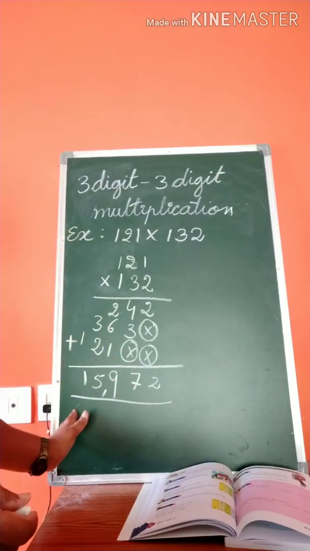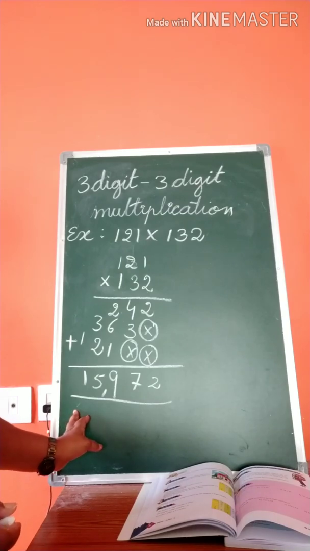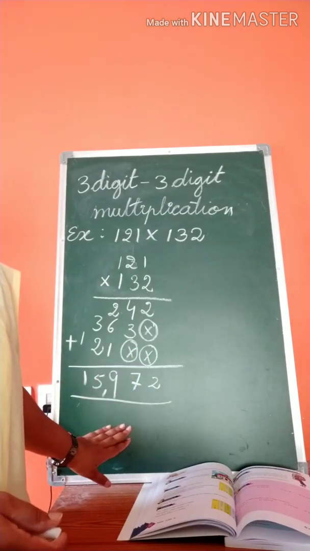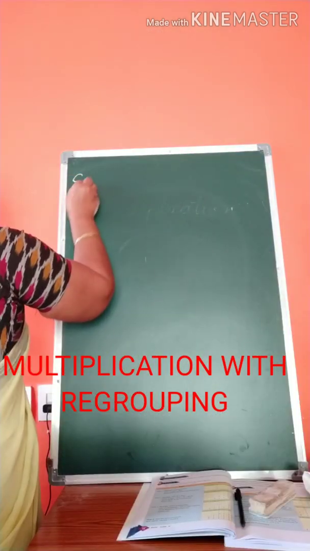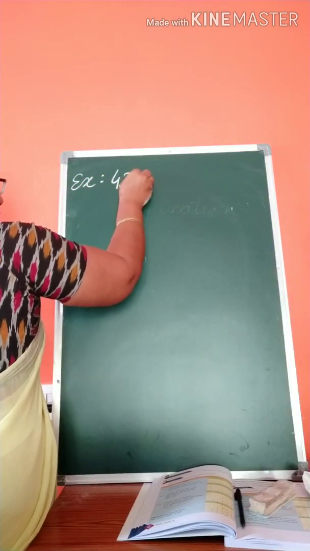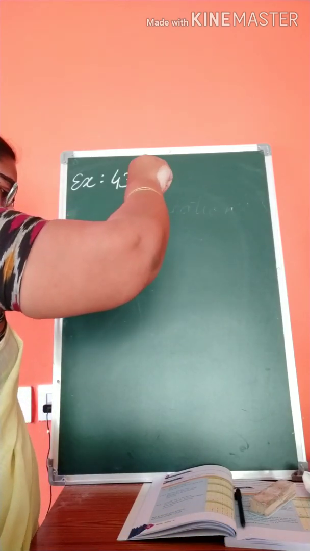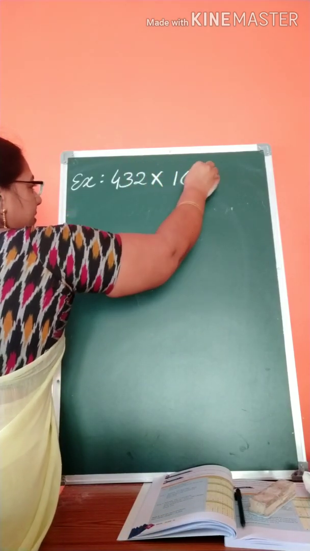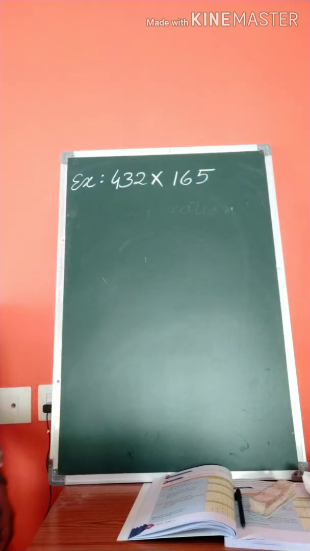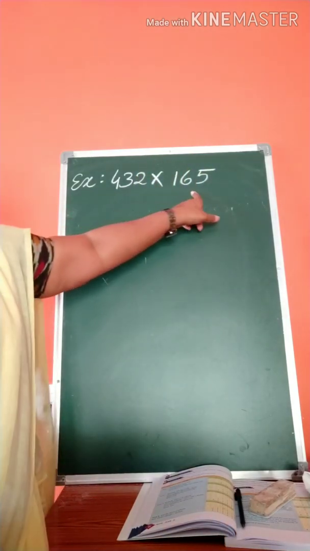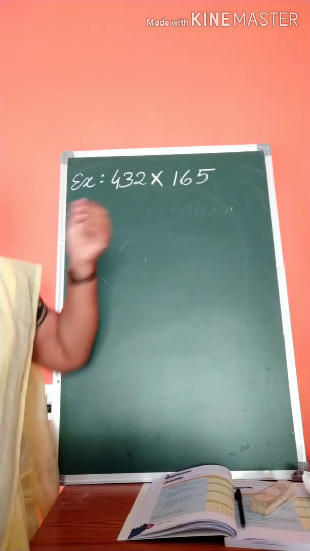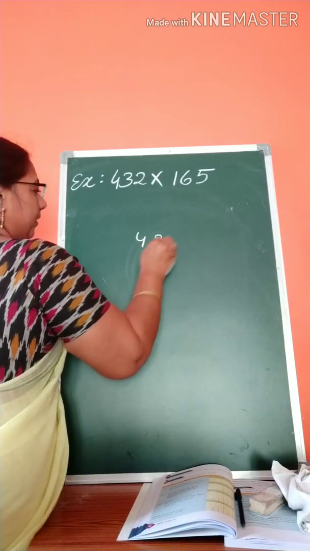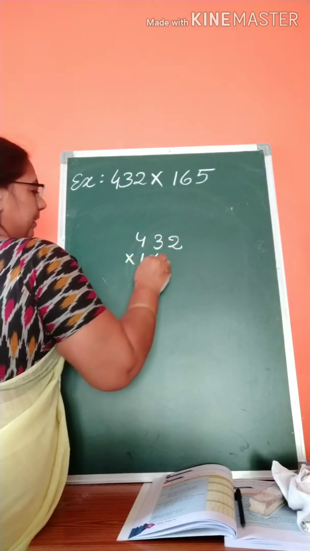So this is how we do a multiplication of 3 by 3 digits without regrouping. Okay? And now we can see a 3 digit by 3 digit multiplication with regrouping. Let us take an example of 432 multiplied by 165. Okay? 432 multiplied by 165. Here 3 digits are there and here also 3 digits are there, and we have to do multiplication. First arrange 432 into 165.